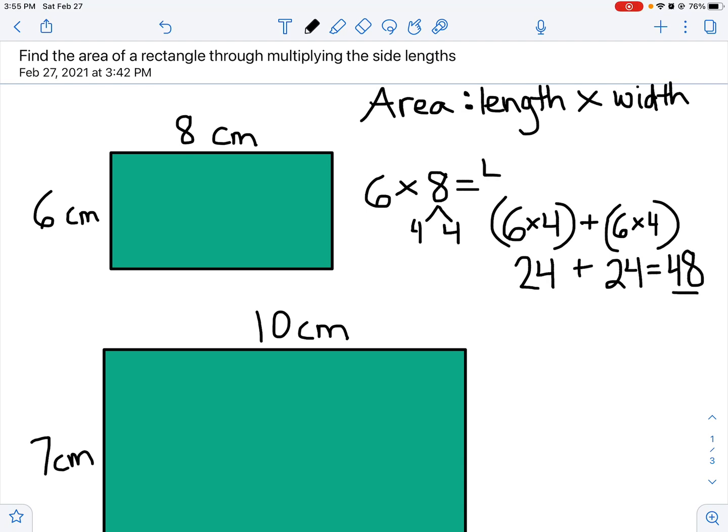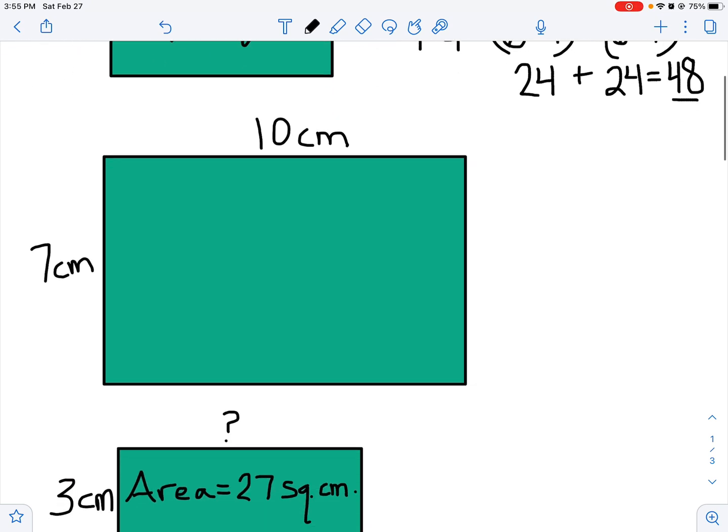So I'm going to take my 48 and make sure I put it back up with my original equation. And I'm not going to forget my units, square centimeters. So I've just discovered by multiplying 6 times 8 that the area of this rectangle is 48 square centimeters. Remember, that means that's how much space that rectangle covers if we were to break it up into all these little squares. So let's take a look at another one.